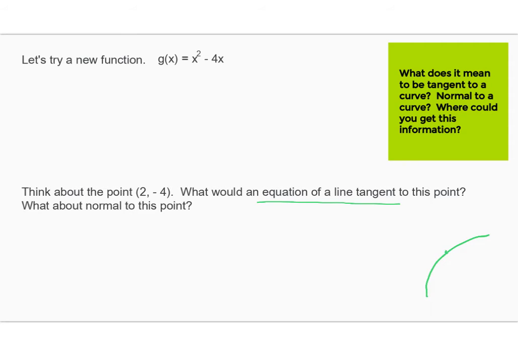What that means is that we'd have some kind of a point where we have a line that's just touching, and my diagram is terrible because I am not a great artist, but that's okay. If we can figure out what the slope of this line should be and what point that is, and here we've got the point (2, -4), that'll give us an equation for that. We also have this thing called a normal, and a normal is going to be the same thing but perpendicular to that tangent line. Both of these are useful things in lots of applications.